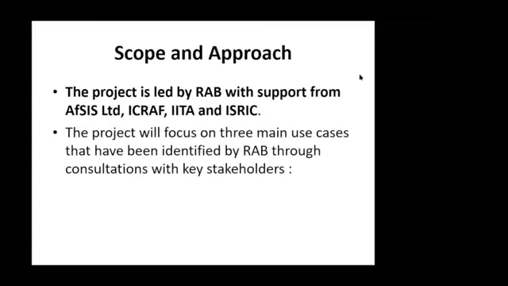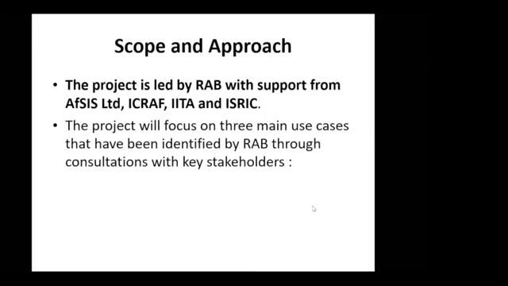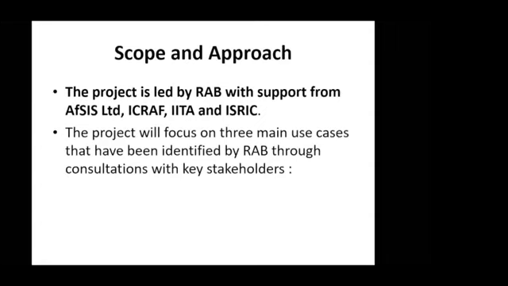In terms of implementation, the project is led by RAB with the support of a number of partners, including AFSIS, ICRAF, IITA, and ISRIC. Of course, CABI as well. It was not mentioned here, but CABI also is part of this. And the three main use cases are going to be our major focus. These were identified by RAB through consultation with key stakeholders, including development partners, scientists, and ministries. Next slide, please.